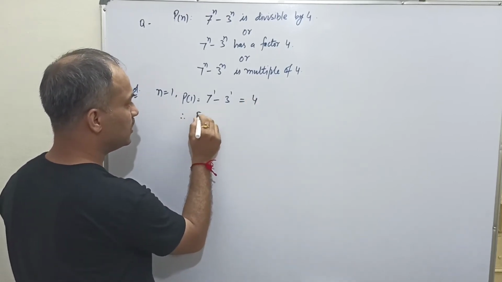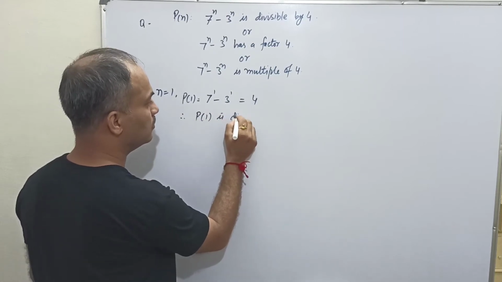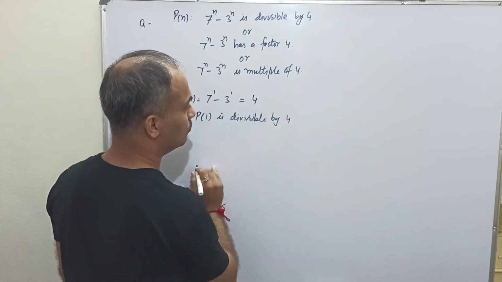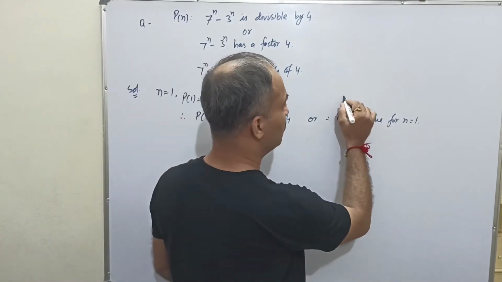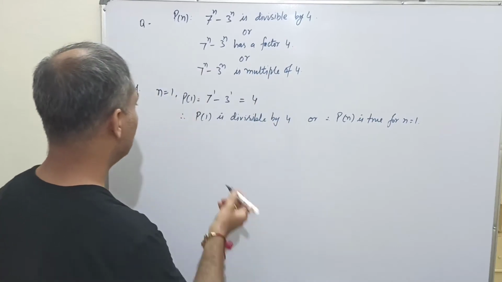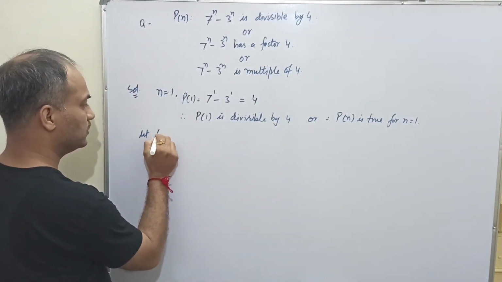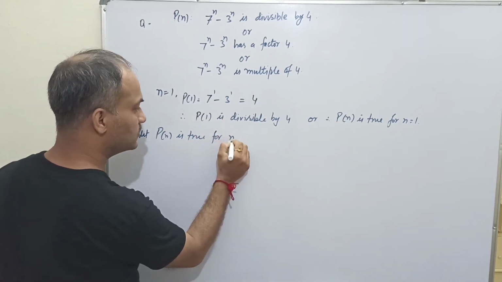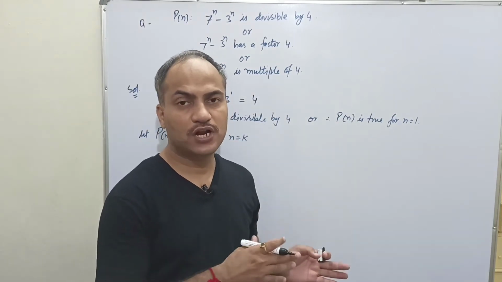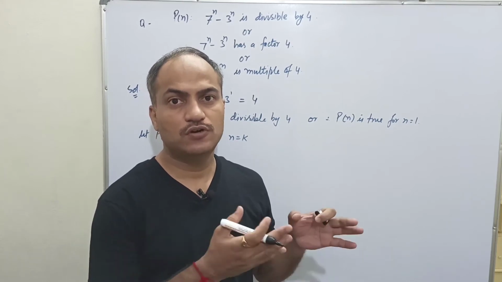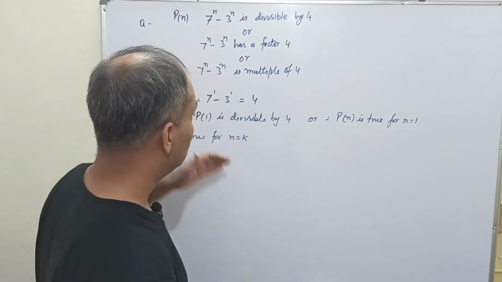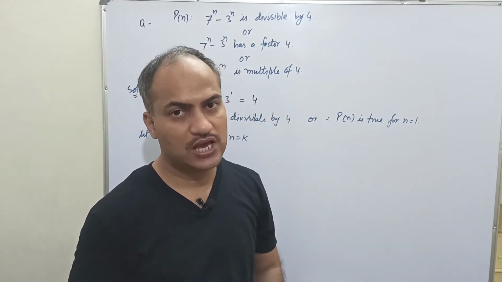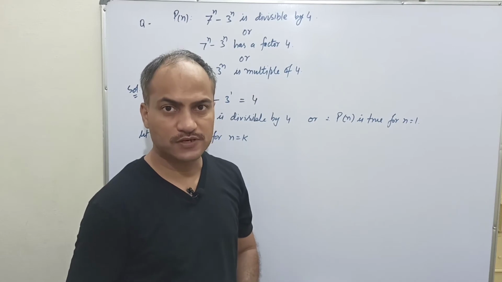So we can say that P1 is divisible by 4. Or we can also say that P1 is true. Like this also we can say. Now next step, let Pn be true for n is equal to k. The previous question I took for n is equal to 2 also to make you clear what the working is. Here the procedure is after n is equal to 1 we can quickly jump to n is equal to k, and then we can prove for n is equal to k plus 1.